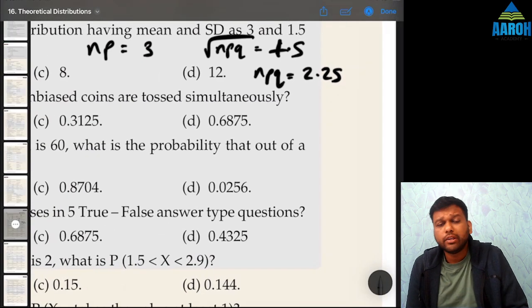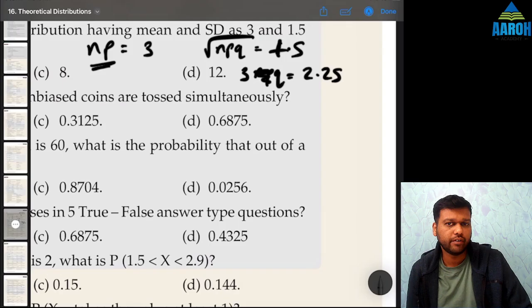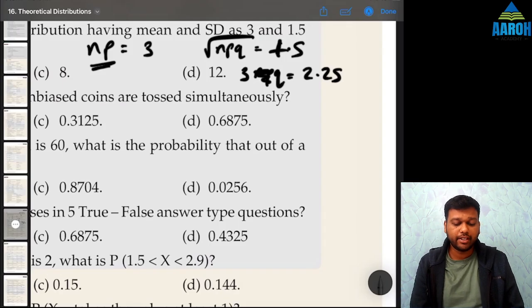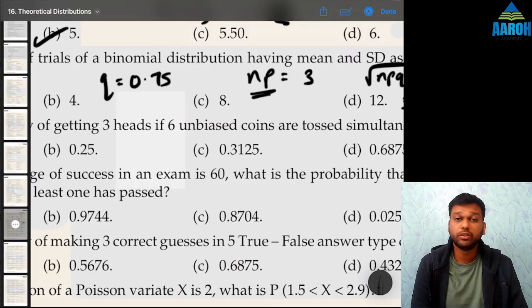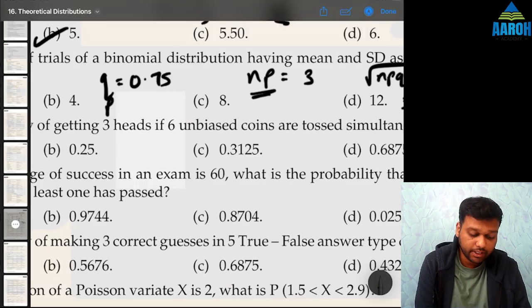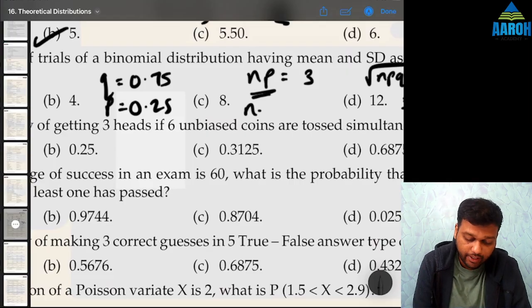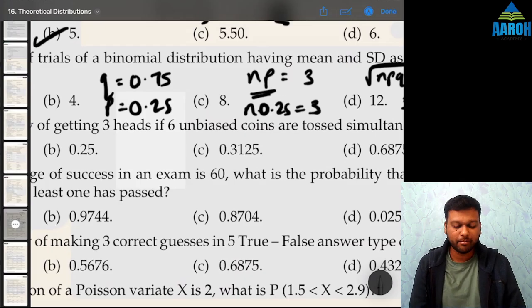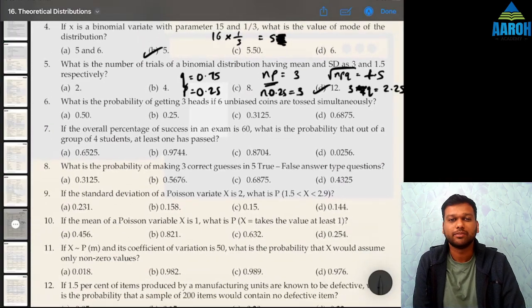But we already know that n into p is 3. So instead of np, can I just write 3? So 3q is equal to 2.25. That means q is equal to 2.25 divided by 3. So q is equal to 0.75. If q is equal to 0.75, that means p is equal to 0.25. And now we have np, so n into 0.25 is equal to 3. So n will be 3 divided by 0.25, which is 12. D will be the correct answer for this question.